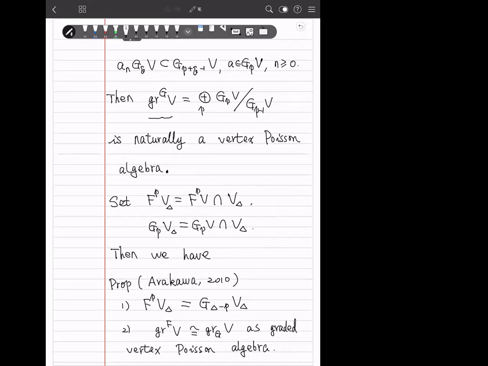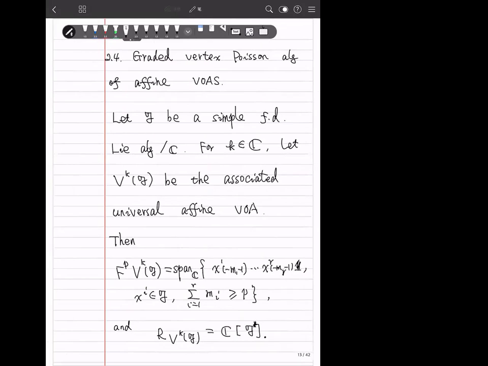So if we set this and this, then we have this, proved by Arakawa. These two subspaces are equal, and naturally we can give an isomorphism between these graded vertex Poisson algebras. So we will use this result in our proof. Now we can get a graded vertex Poisson algebra for affine VOAs.